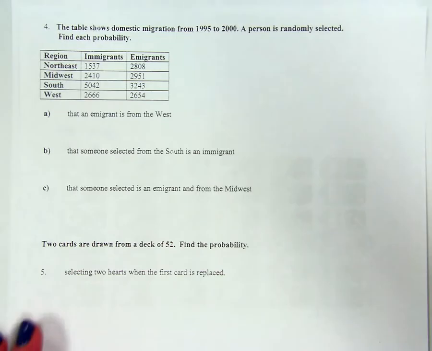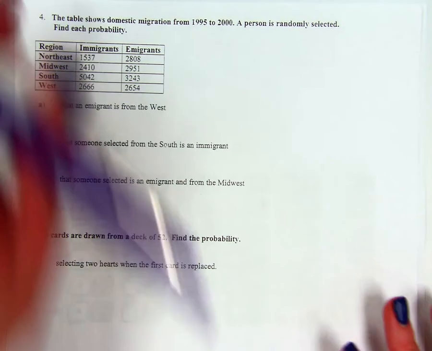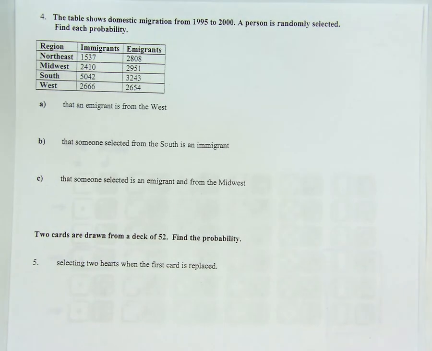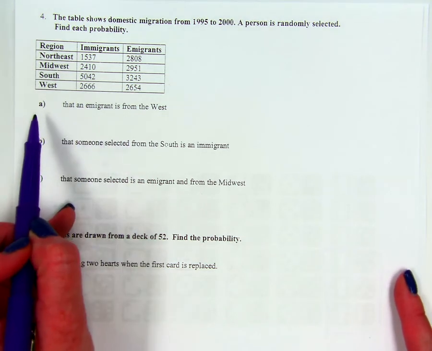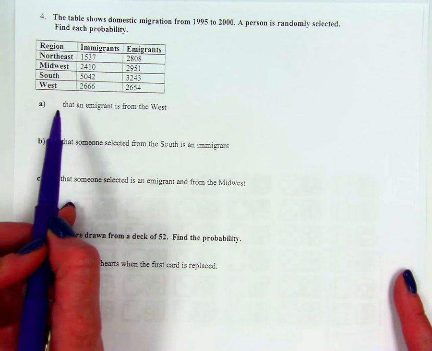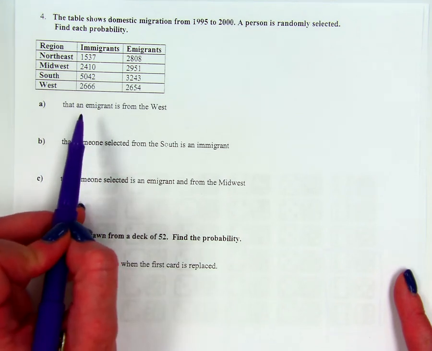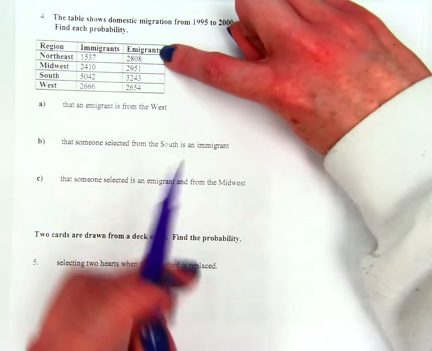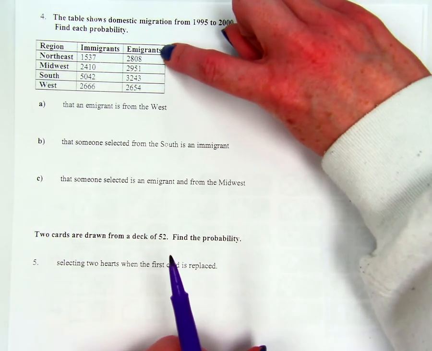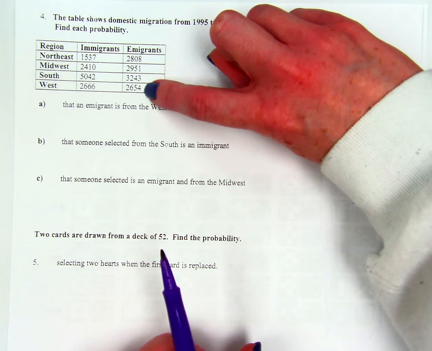So let's look at number 4. Number 4 is a little bit different. We're not going to use either of those sheets on that. So we have the table shows domestic migration from 1995 to 2000, and a person is randomly selected. So we're going to find each probability. So we're going to read and use the information that's given to us exactly. So A says we are looking for probability where the emigrant is from the West. So we're going to take a look at our table here, and we have our emigrant, so we know that we have to start there, and it's from the West.